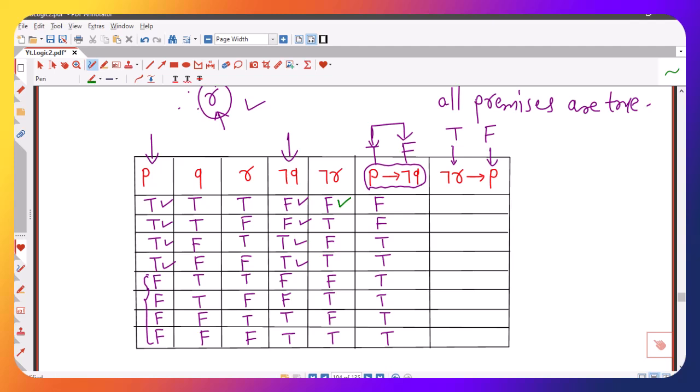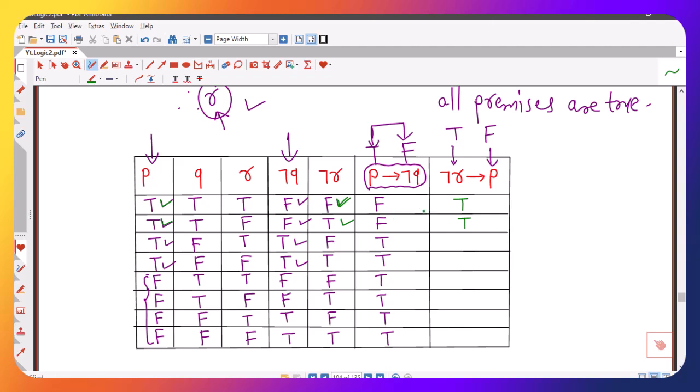This is for negation r and this is for p. So we will first check for negation r. Here negation r is false, so we don't have to worry, we can simply write true. Here negation r is true, therefore I have to check for p, it is also true, therefore I have true here.